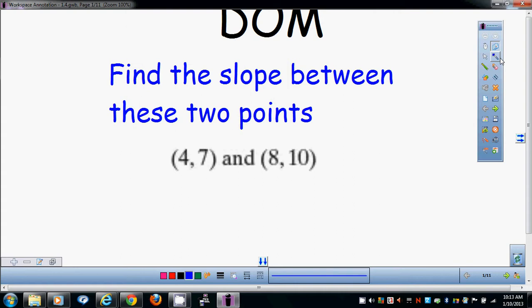Formula did somebody use for this? Like, just tell me the formula. Yes, sir. Very good. Y2 minus Y1.